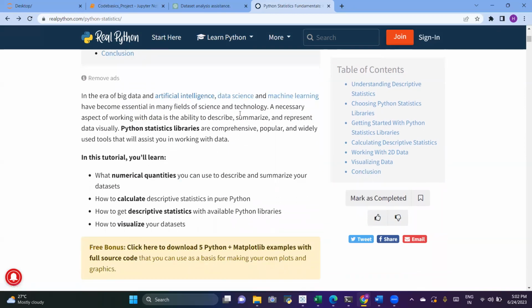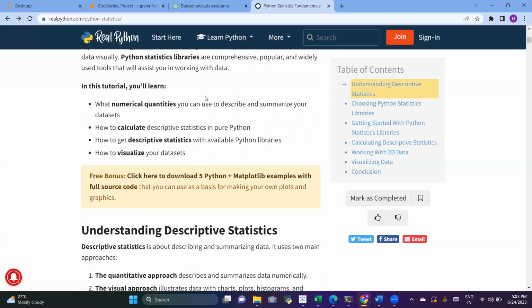So in the era of data science, big data, AI, machine learning have become essential in many fields of science and technology. A necessary aspect of working with data is the ability to describe it. Data has become most important in our day-to-day lives. Analyzing it, describing it, summarizing it, and representing the data visually is the need of the hour. Python statistics libraries are comprehensive, popular, widely used tools that will assist you in working with the data. Python has varied libraries, so we will understand a few of the most important libraries in this tutorial.